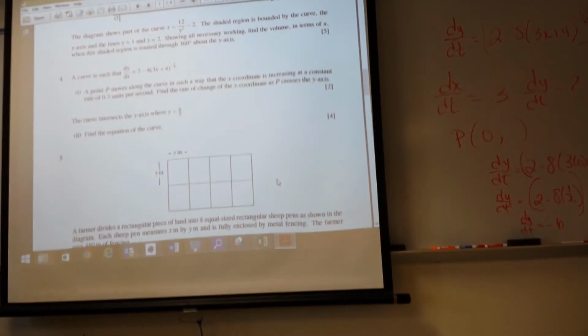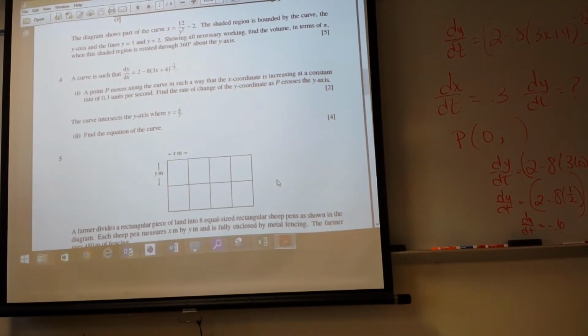All right. Now the next thing says the curve intersects the y-axis at the point 4/3. Find the equation of the curve. Great. What is it? Integrate. It's an integral, plus C. Why not an a and a b? Because it's an indefinite integral. Right.